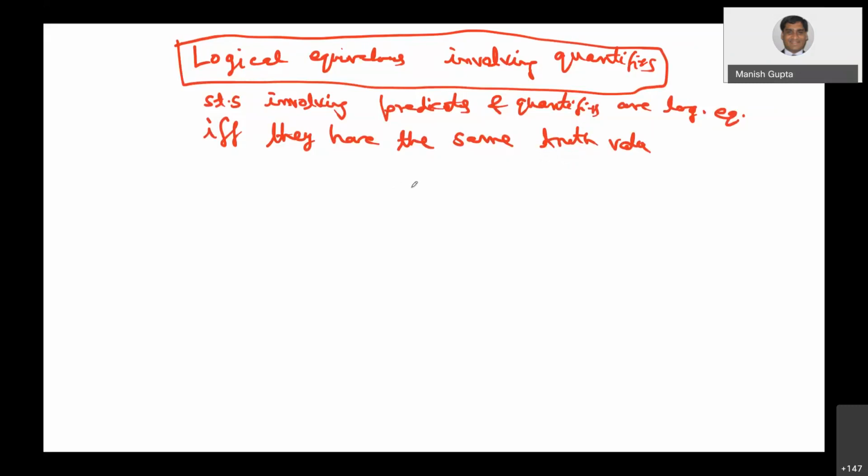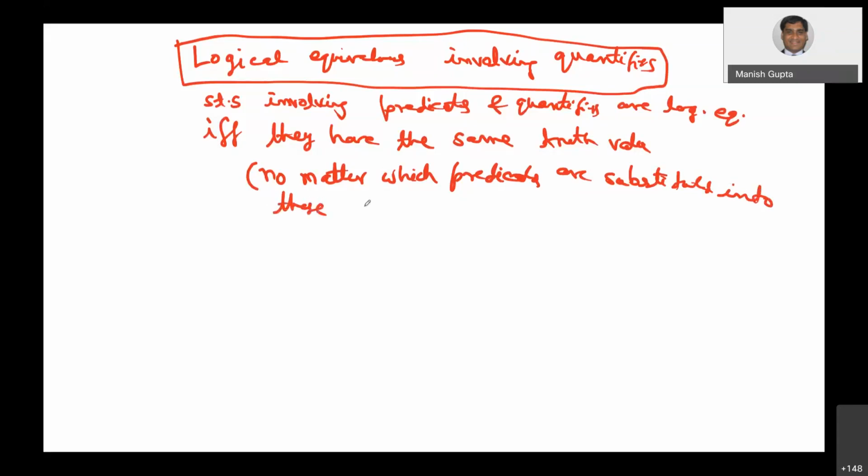Okay, so no matter, I should write this down because it is an important thing. No matter which predicates are substituted into these statements and which domain is used, for the variables. So we write it like S is equivalent to T, something like that.